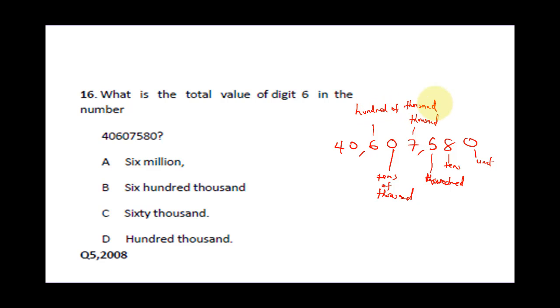So after identifying that, that means this is going to be 600,000. That's 100,000. So it's going to be 600,000. So our correct answer here is B. Okay, so I'll circle my B.